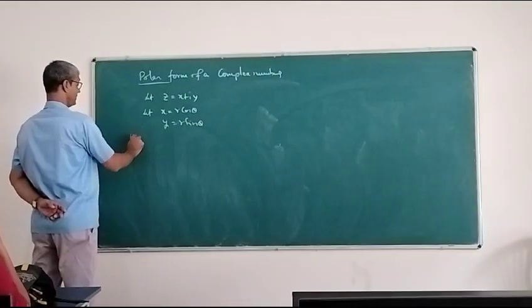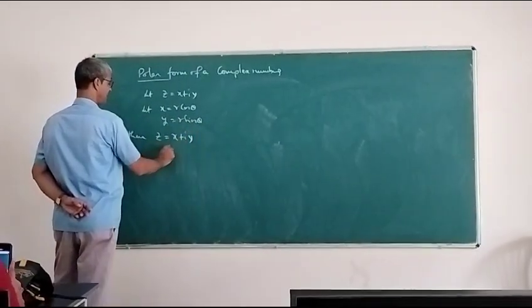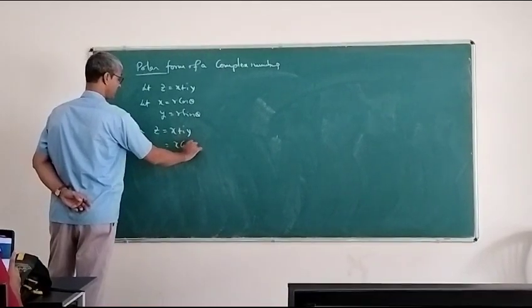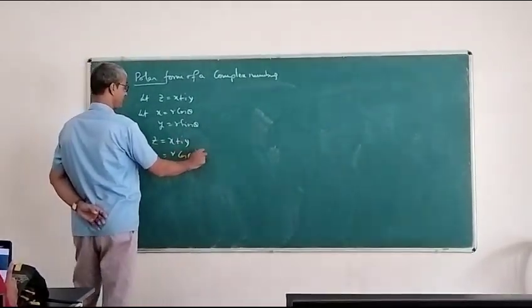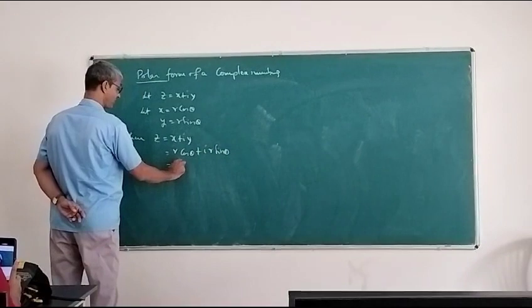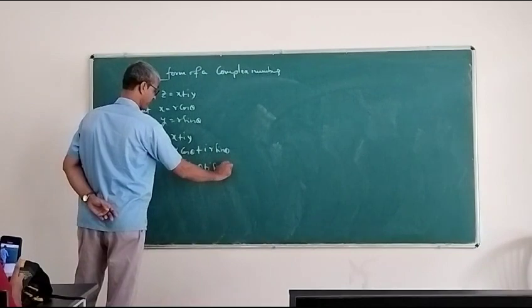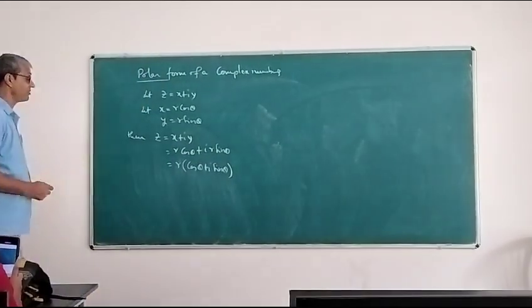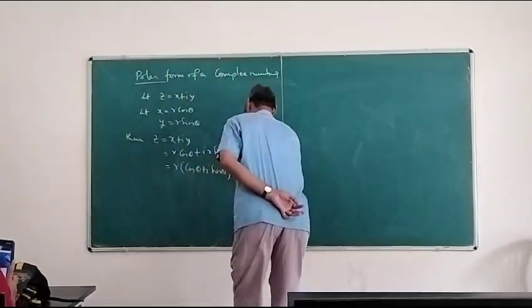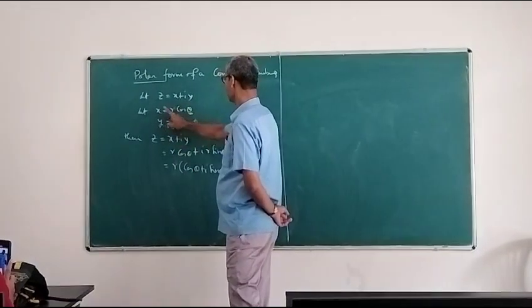Then z can be expressed as r cos theta plus i r sin theta, or you can write r times cos theta plus i sin theta. So this is the polar form of a complex number. Now when we discuss polar form of a complex number, we have two quantities. One is r, one is theta, related with x and y.